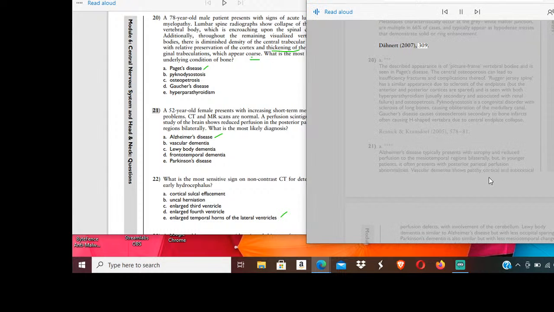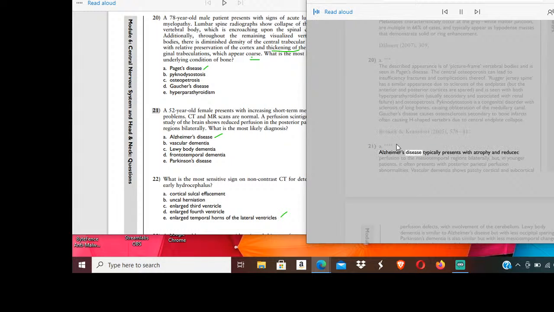20a. The described appearance is of picture frame vertebral bodies and is seen in Paget's disease. The central osteoporosis can lead to insufficiency fractures and complications thereof. Rugger jersey spine has a similar appearance due to sclerosis of the end plates, but the anterior and posterior cortices are spared, and is seen with both hyperparathyroidism, usually secondary and associated with renal failure, and osteopetrosis. Pycnodysostosis is a congenital disorder with sclerosis of long bones, causing obliteration of the medullary canal. Gaucher's disease causes osteosclerosis secondary to bone infarcts, often causing H-shaped vertebra due to central end plate collapse. Resnick and Kransdorf, 2005, 578-81.